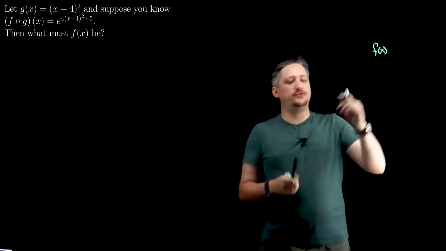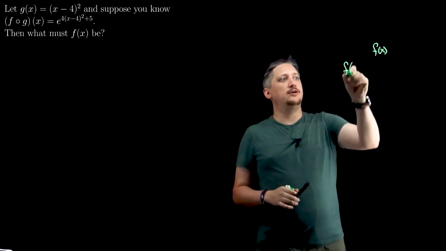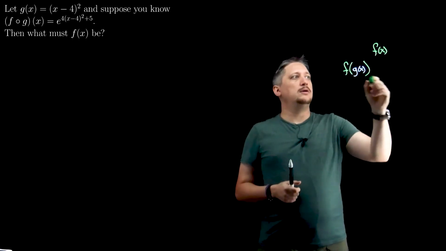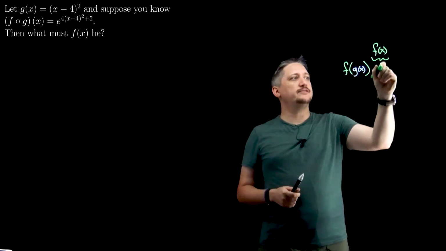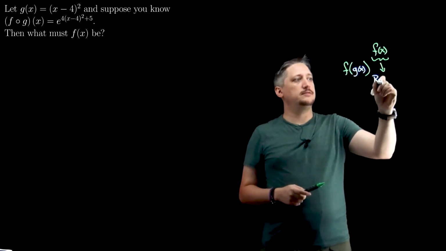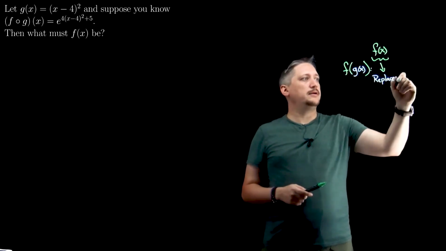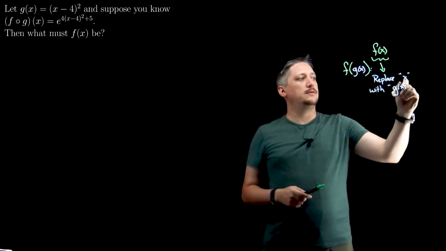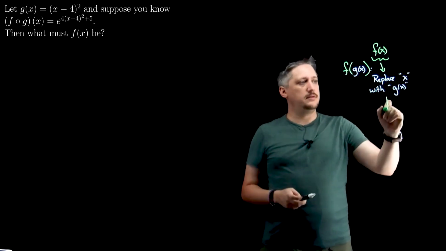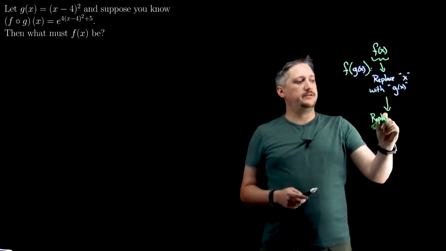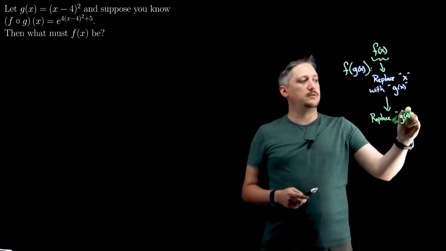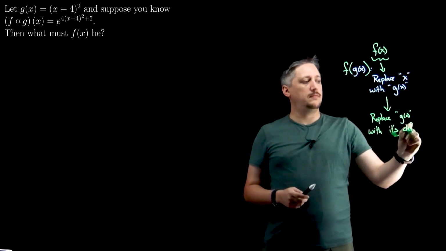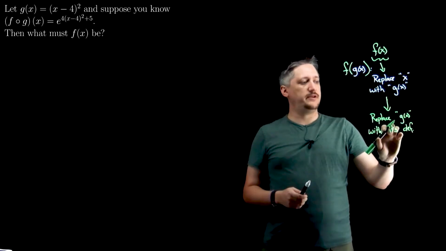Then to get f of g of x, to get this, we would take that f of x and we replace x with g of x, and then replace g of x with its definition. There's no apostrophe there. That was a reflex.